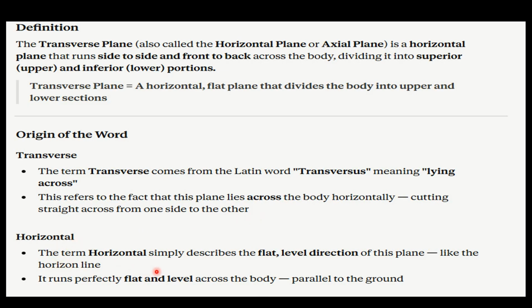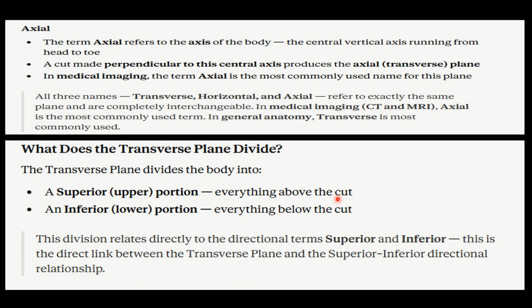Then we have horizontal. The term horizontal simply describes the flat level direction of this plane, like the horizon line. It runs perfectly flat and level across the body, parallel to the ground. Likewise, if you look at the definition for axial, you will find that the term axial refers to the axis of the body, the central vertical axis running from head to toe. That means a cut made perpendicular to this central axis produces the axial transverse plane. In medical coding, the term axial is the most commonly used name for this plane.